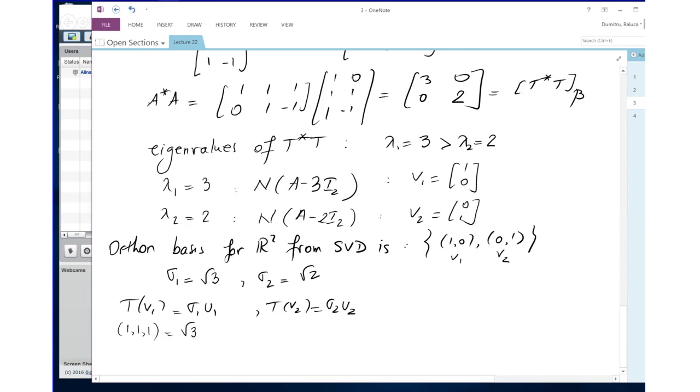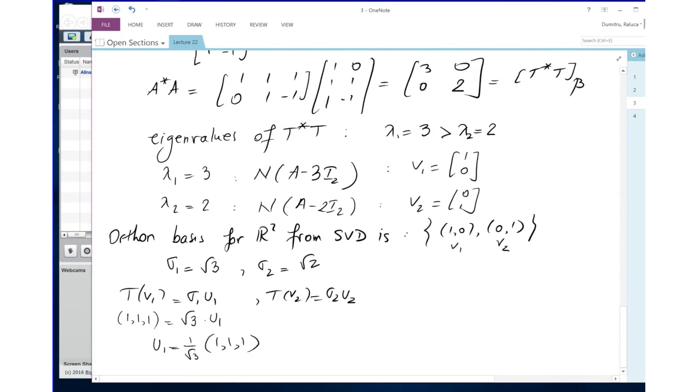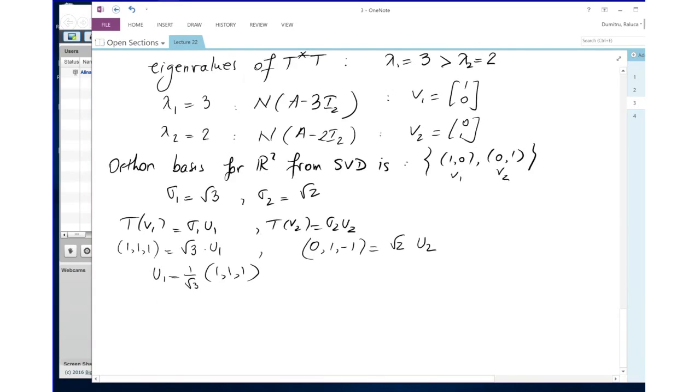Sigma 1 is the square root of 3, right? So U1 is 1 over the square root of 3 times the vector 1, 1, 1. T of V2 is the second column of A, so it is 0, 1, negative 1. Sigma 2 is the square root of 2, so U2 is 1 over the square root of 2 times 0, 1, negative 1. Good?